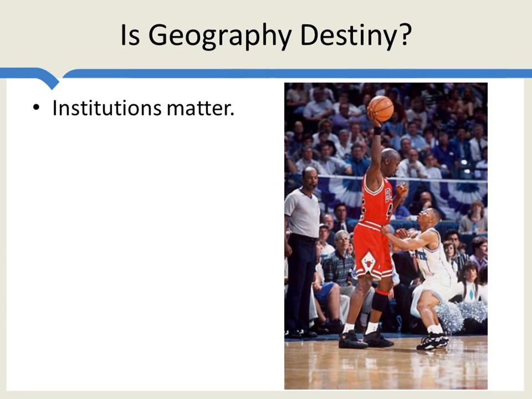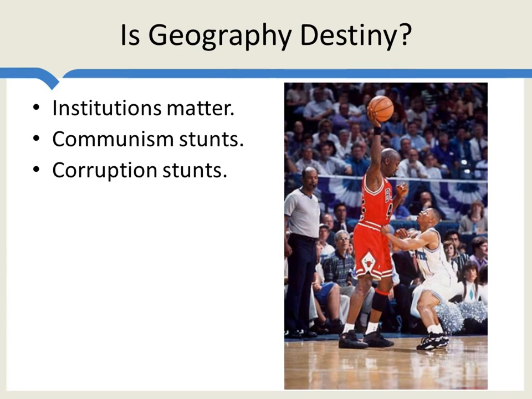So, institutions clearly matter. All of the other things we've been talking about matter. In particular, communism really stunts growth. So if you take a look at some of our earlier figures, you'll see China and Russia are way below their GDP per capita, which you would expect, given their really quite favorable geography, given their really quite favorable climate and location and so forth. So communism stunts. Corruption stunts. There are a lot of countries who are doing worse than they could.